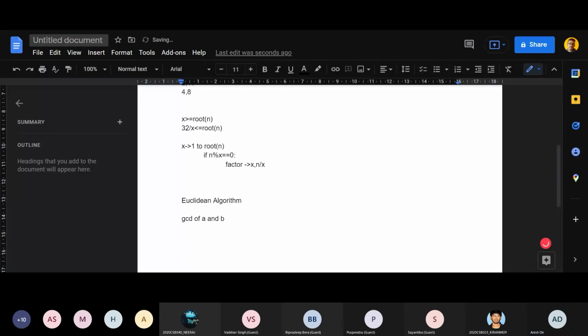The most important observation here is that GCD of A comma B, for convenience, let's take A is greater than B. If this is not the case, like if A is less than or equal to B, we can swap A and B. So let's take A is greater than or equal to B. The most crucial observation here is that GCD of A and B is equal to the GCD of A minus B comma B.